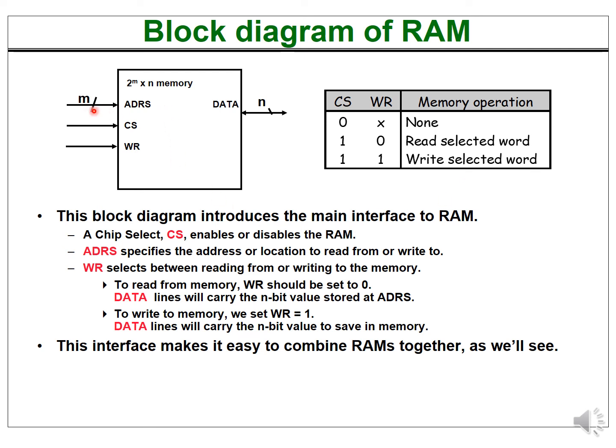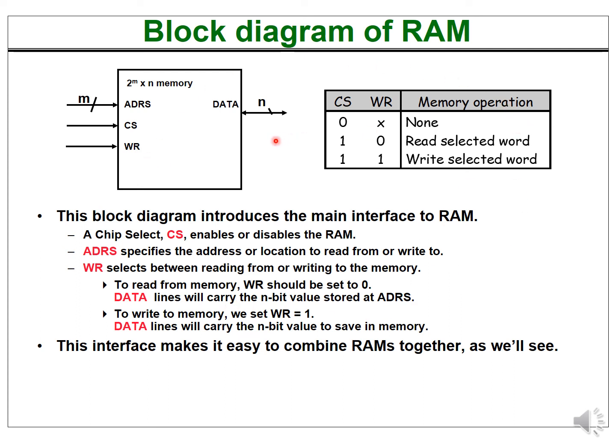The m bit address is placed on the address bus. We know that m bits in address can be used to address 2 to the power m locations, and the n bits of data travel on the data lines, right? So the WR selects between reading from or writing to the memory. To read the memory, WR should be set to 0. In case WR is equal to 0, data lines will carry the n bit value stored at the address. That means the data will transfer from the memory to the CPU.